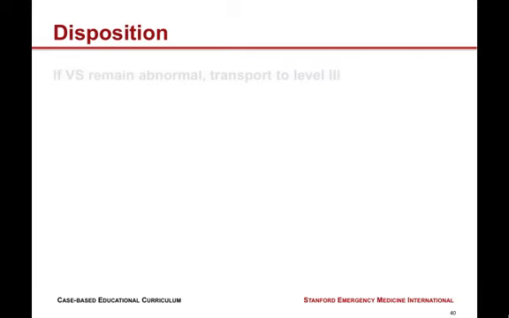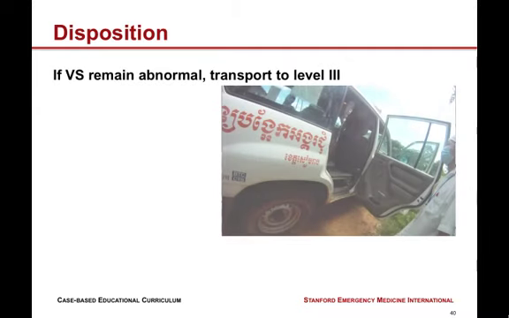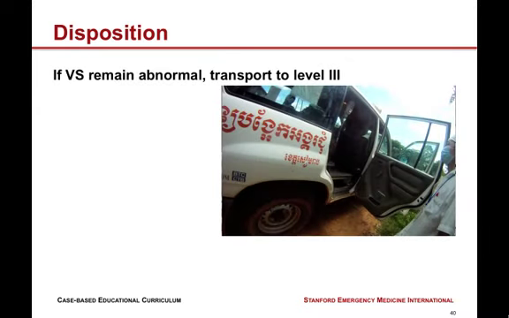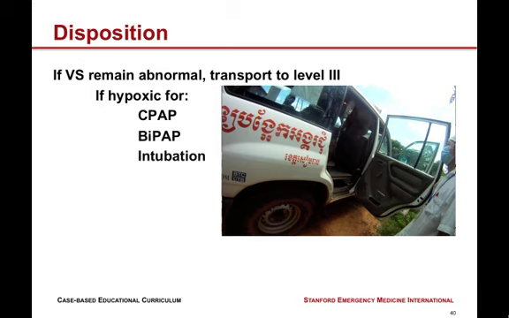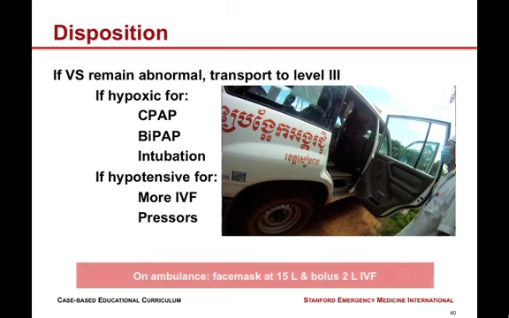What if the patient's vital signs remain abnormal? Then the patient should be transported to a level 3 center as soon as possible via ambulance. If the patient is hypoxic, the reason for transport is so they can receive other interventions like CPAP, BiPAP, and maybe even intubation. If the patient is hypotensive, the reason to transfer is for the patient to receive IV fluid even more rapidly and potentially pressors such as dopamine or norepinephrine.